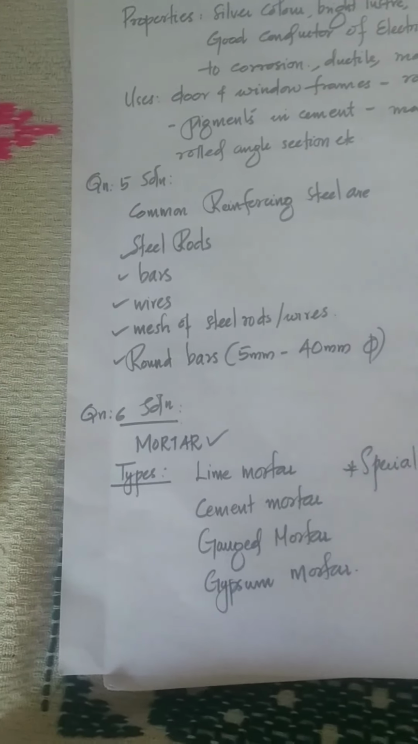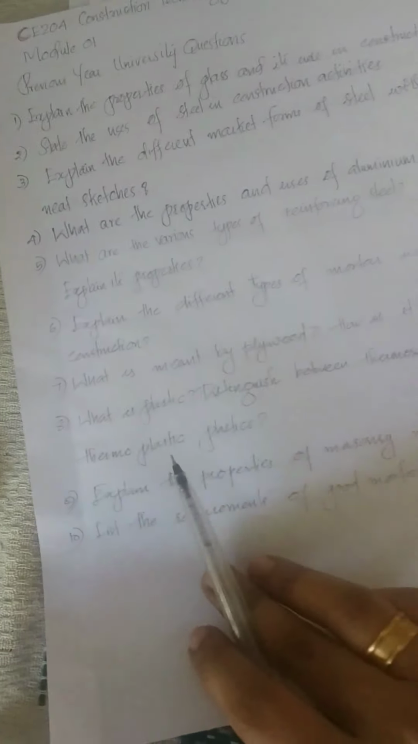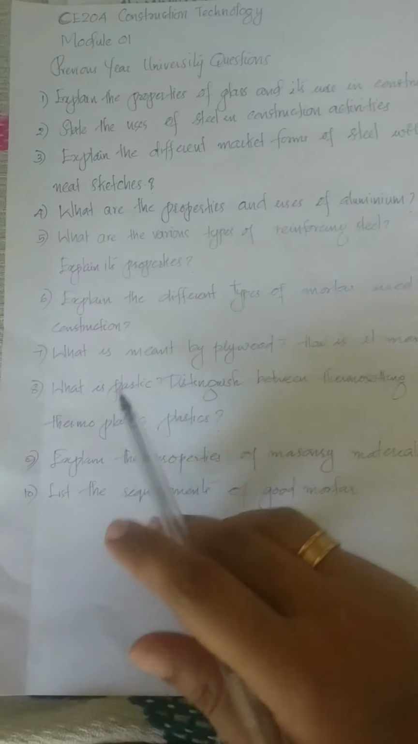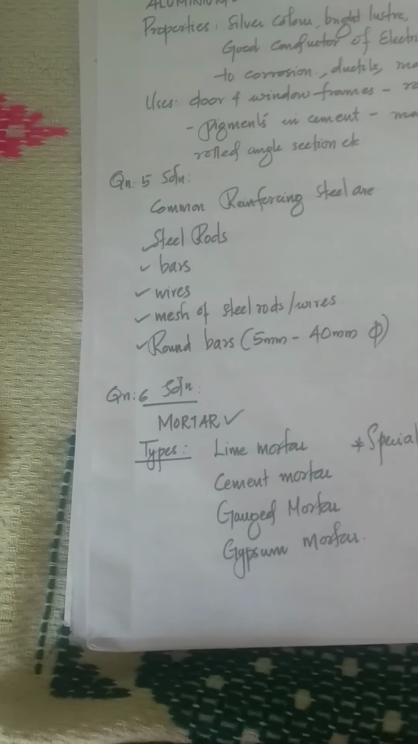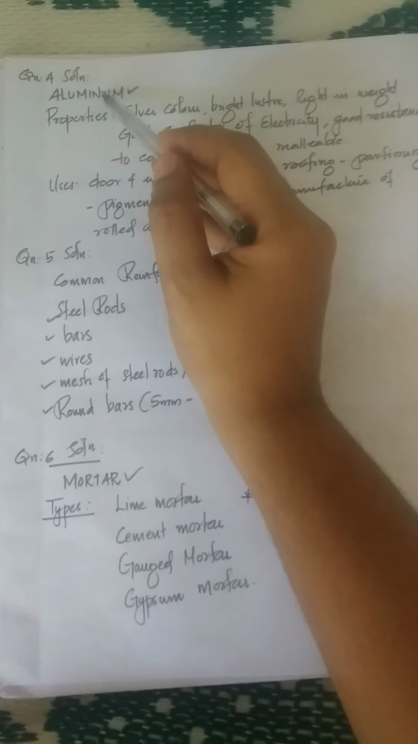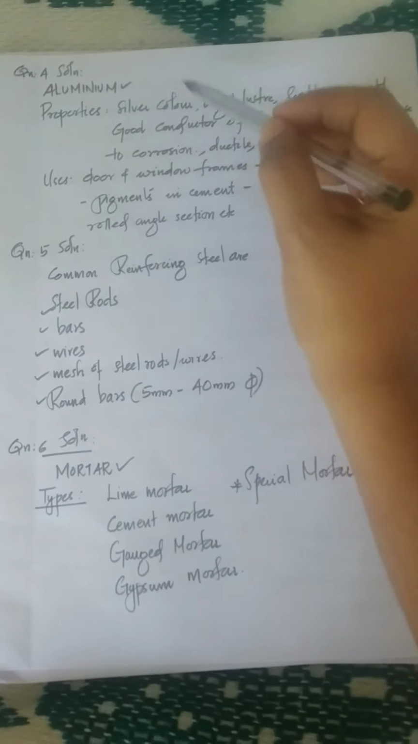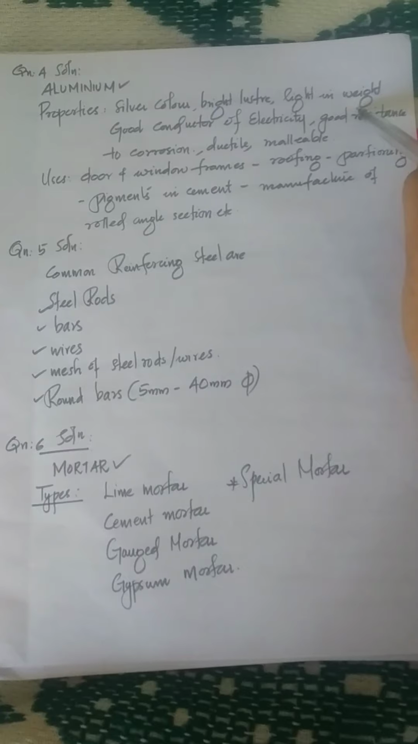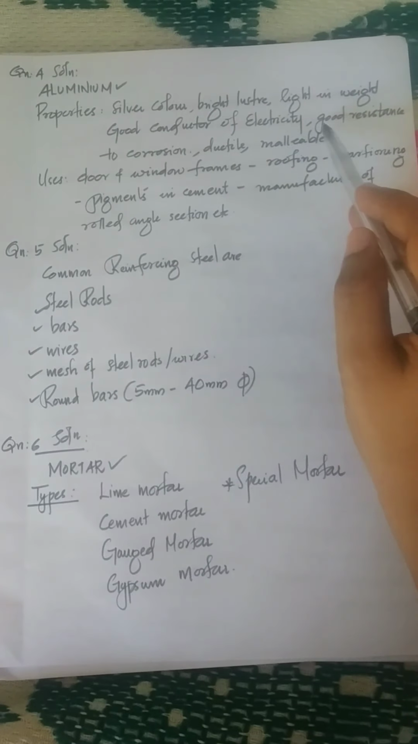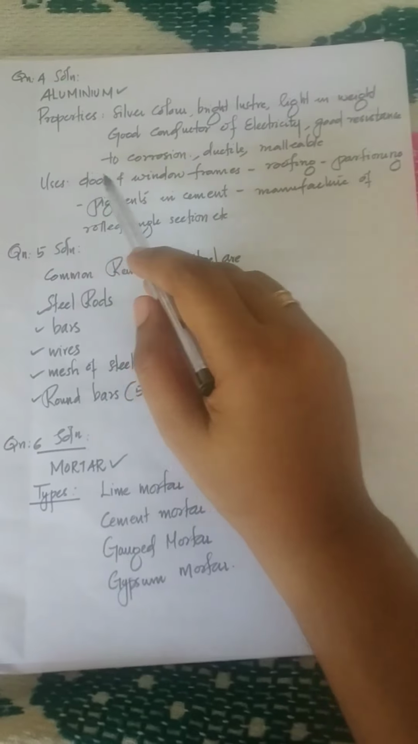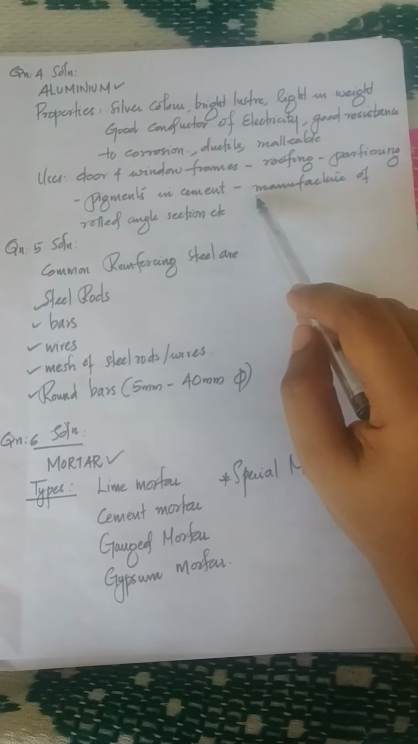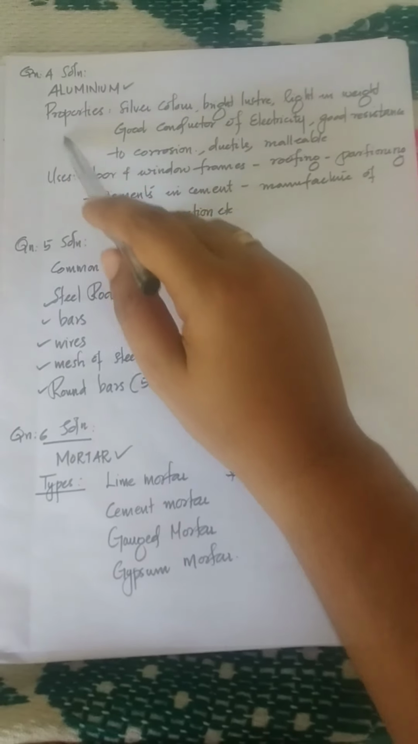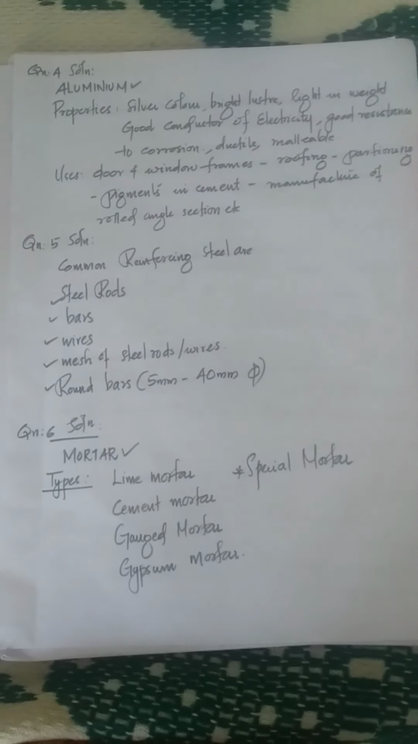Moving on to the fourth question: what are the properties and uses of aluminium? The first module mainly deals with building materials. First of all, you should write what aluminium is. Then moving on to its properties: silver color, bright luster, conductor of electricity, good resistance to corrosion, ductile, malleable. Then its uses: it is used in door and window frames, roofing, partitioning, pigment in cement, manufacture of rolled angle sections, etc. This is the answer. It is asked for 5 marks.